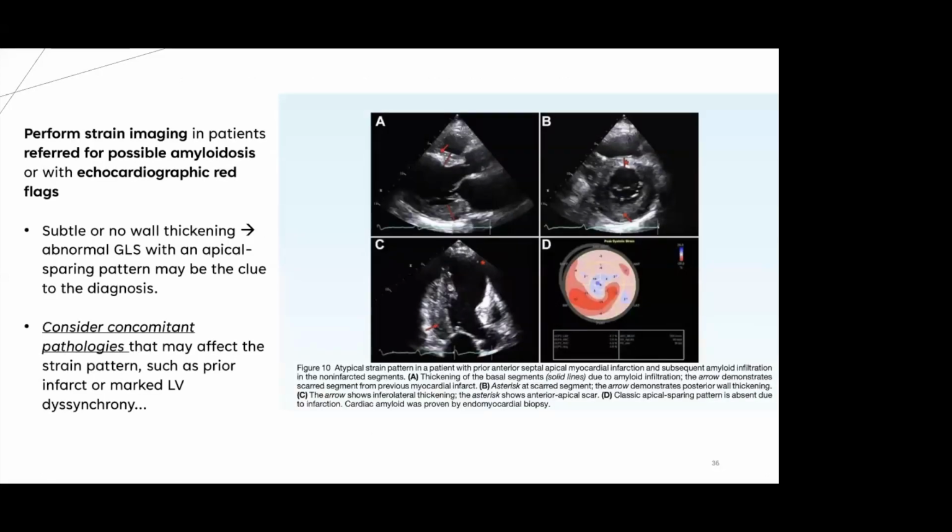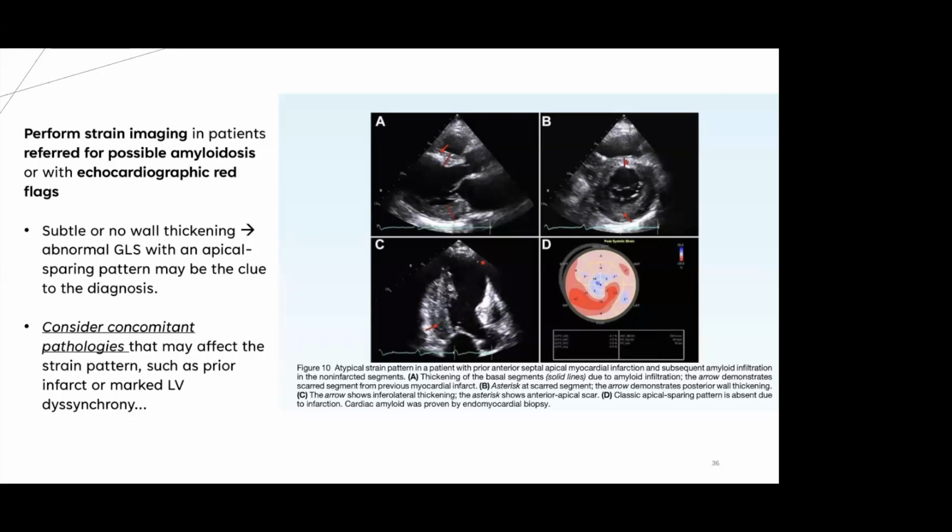So when we do strain imaging, we should do strain imaging in patients that are referred for possible amyloid and the indication for the echo, or with the red flags that we see on our initial images. Sometimes the GLS can be the first clue in determining the diagnosis when we have very subtle or no wall thickening. But it's also important to consider other pathologies that may be affecting the strain pattern, like a prior infarct or LV dyssynchrony.